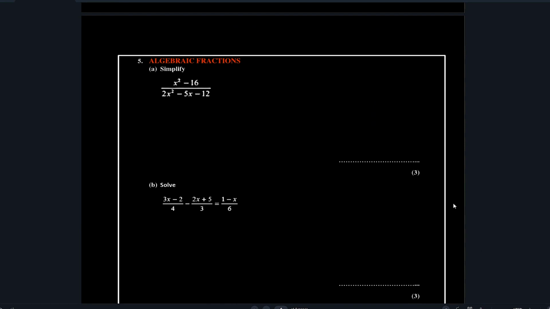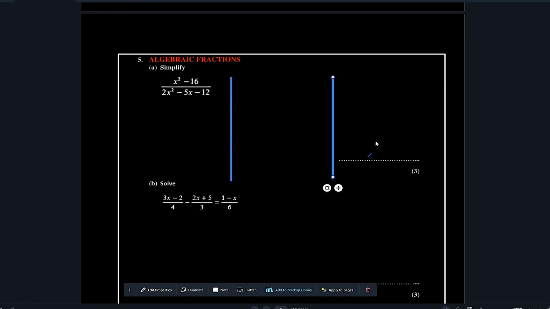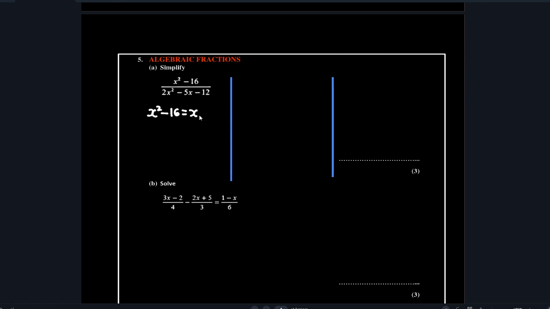Simplify: x squared minus 16 over 2x squared minus 5x minus 12. The approach you're going to give this question and the concept that you need to know is how to factorize. So we're going to factorize the numerator and also factorize the denominator. Then once we factorize, we rewrite that expression in the factorized format. This is a difference of two squares, so it is going to factorize to x plus 4, x minus 4.